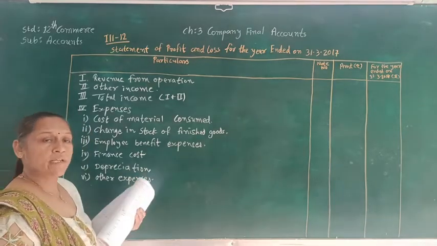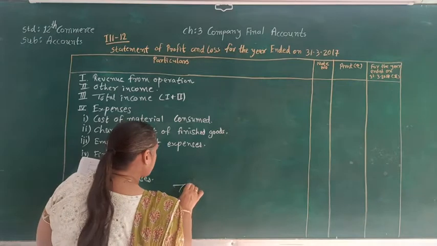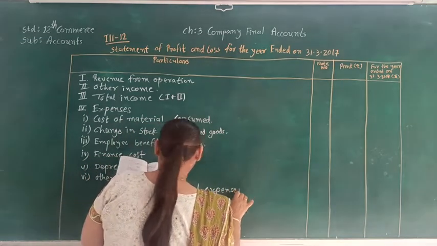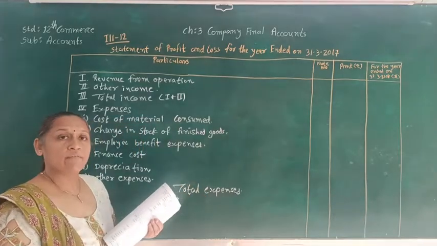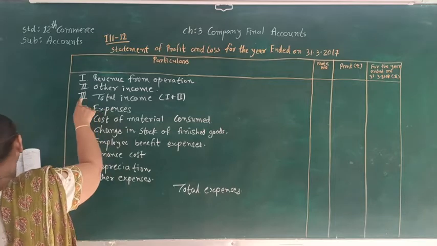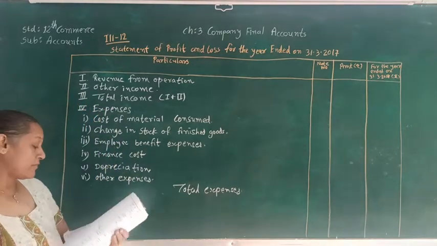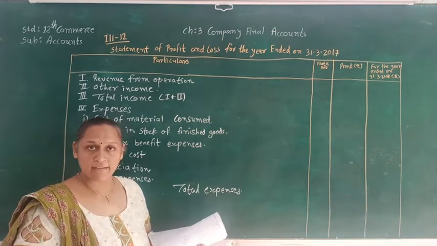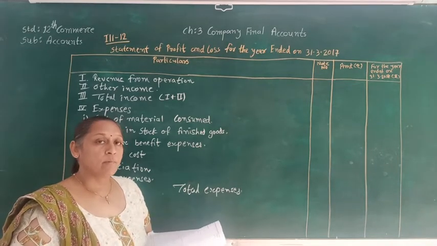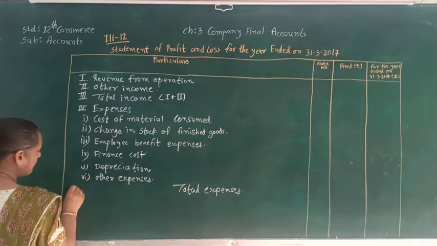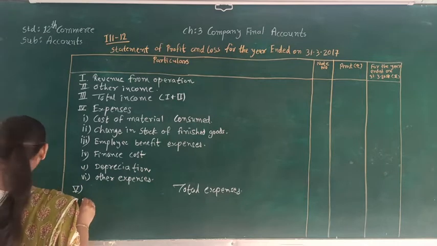Now we are going to make the total of all the expenses. So total expense. After making total expense, we are going to deduct it from the third. If we deduct the fourth, then we are going to find out the profit, and from that profit we have to deduct the tax. So that profit is called profit before tax. So here the fifth number is profit before tax.